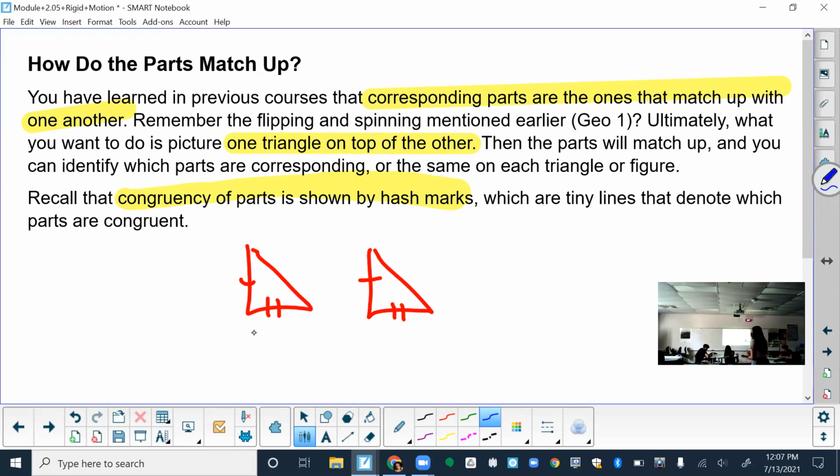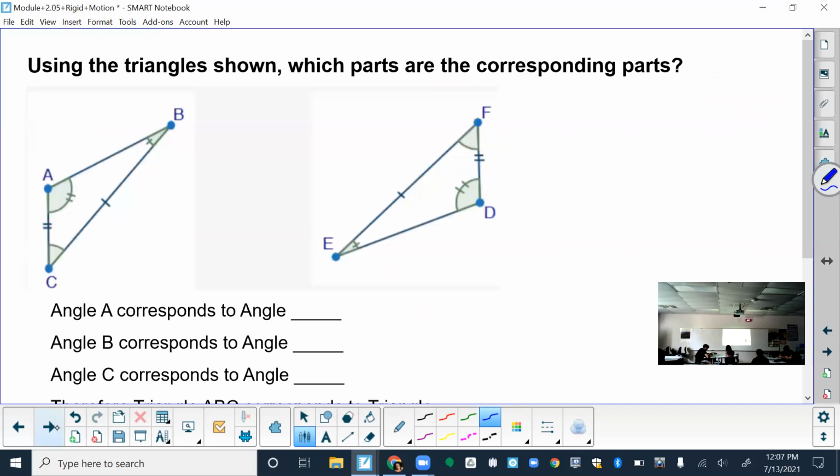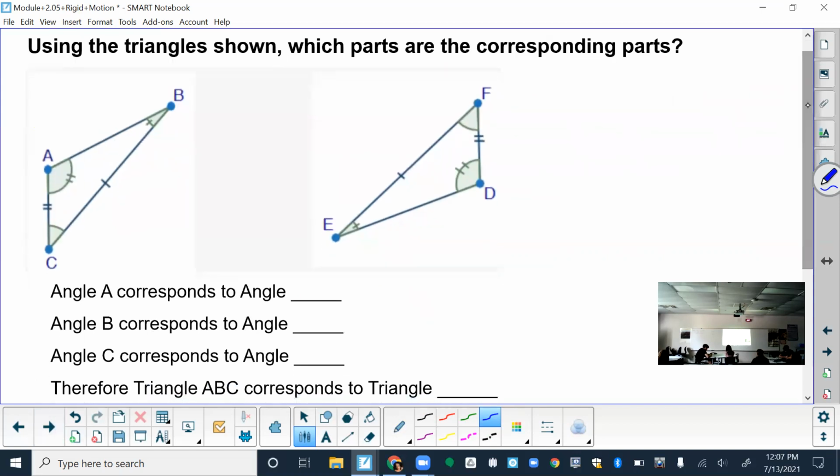All right, questions so far? All right, so same number of hash marks on different shapes means that they are congruent. All right, so look at the triangles on the next slide. All right, we have congruency shown by hash marks.